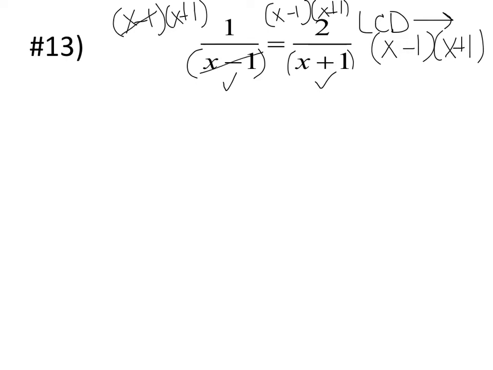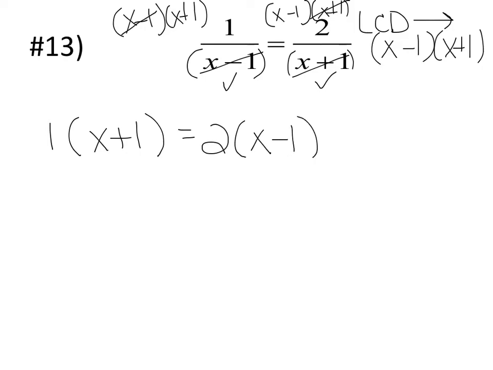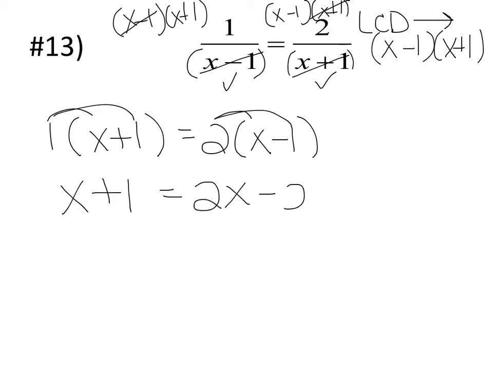Here your x minus 1's cancel. Here your x plus 1's cancel. So let's just write what we've got left. We have 1 times x plus 1 is equal to 2 times x minus 1. So when I distribute a 1, I just still get the x plus 1. When I distribute the 2, I get 2x minus 2.